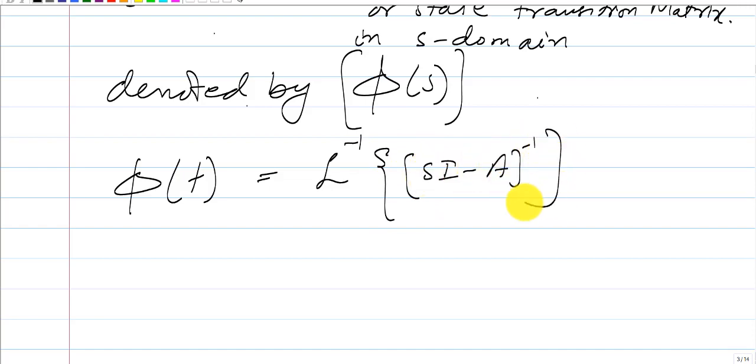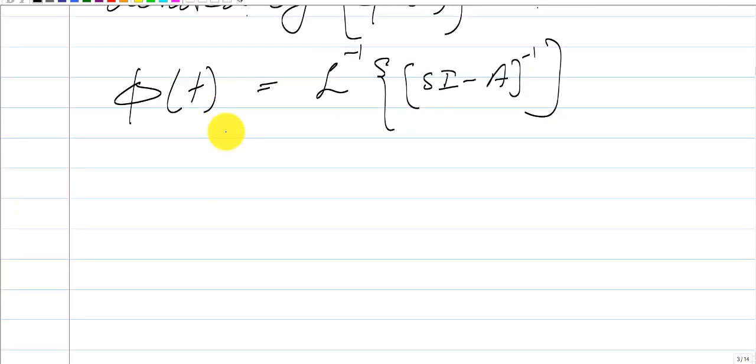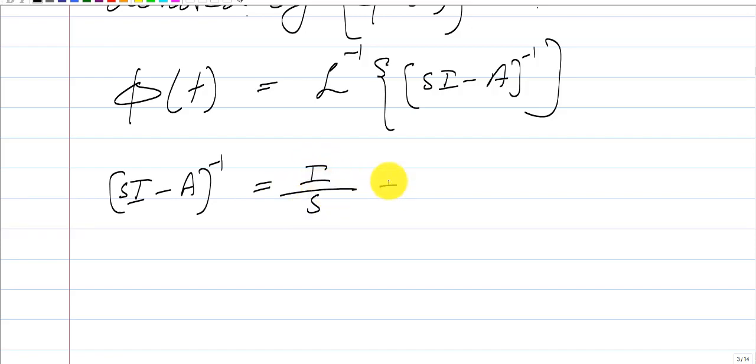So what we will get is the state transition matrix in time domain. Also, it is known that this inverse can be written in the form of a series, so that will be I over S plus A over S square plus A square over S cube plus, and so on.